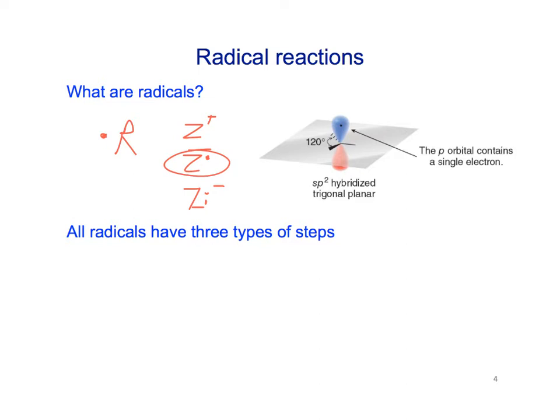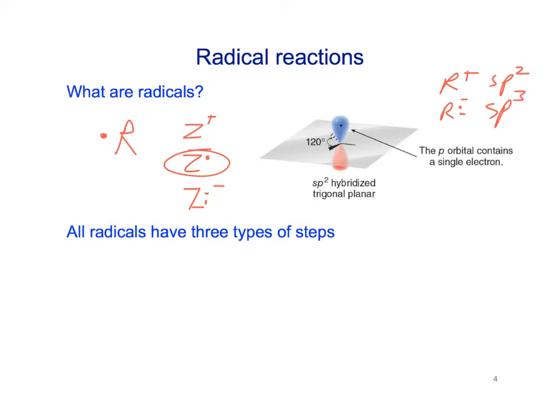We know carbocations, so what's the geometry and the hybridization of a carbocation? R plus, what's the hybridization? sp2, right? It's sp2, and so it's trigonal planar. What about a carbanion? sp3, because now we have a whole pair of electrons that have to take up some space to make a tetrahedral. So this is sp3.